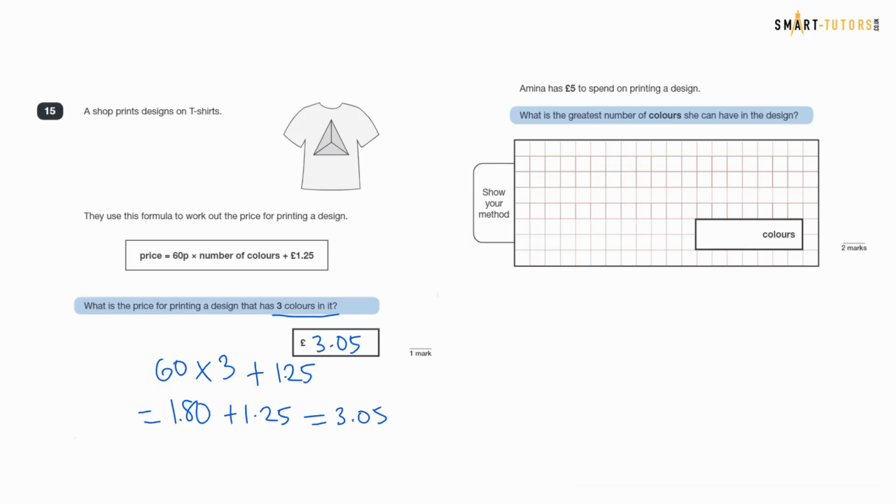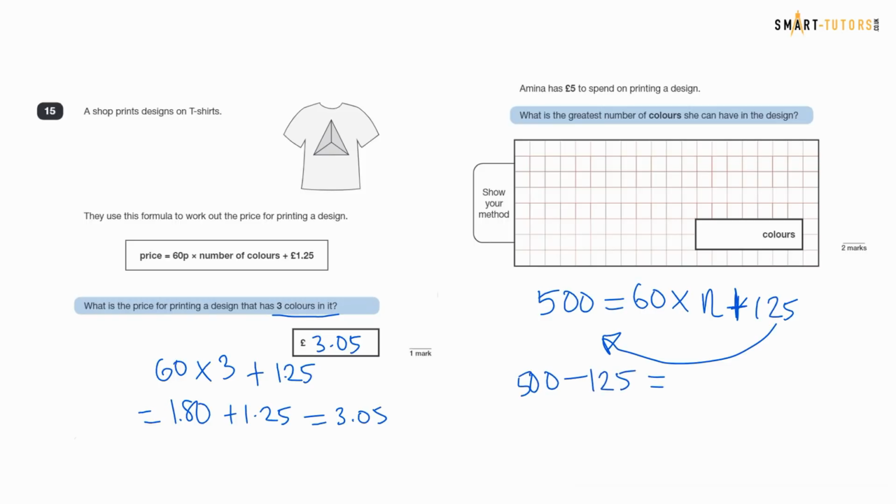And the B part: Amina has £5 to spend on printing a design. What is the greatest number of colors she can have in the design? So £5, that means 500 equals 60 times an unknown number, which is n, plus 125. So 500 minus 125 equals 60n.